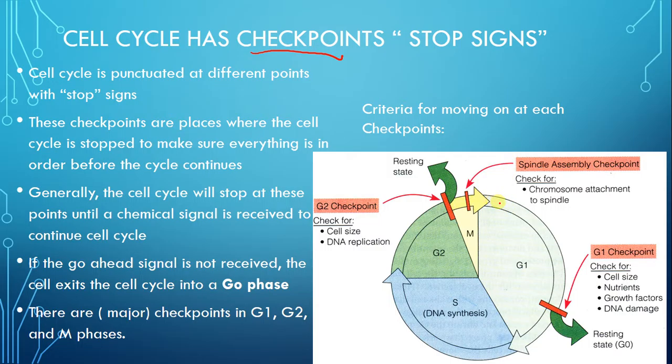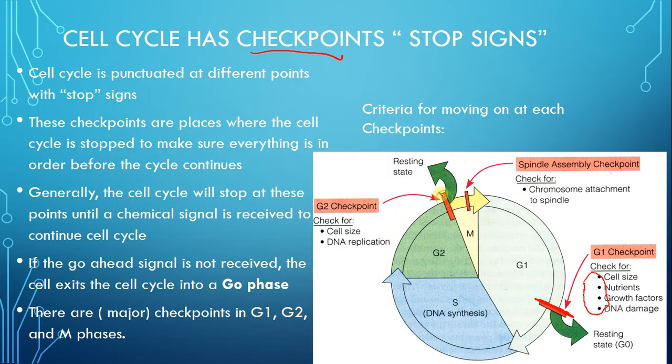So for example, in the G1 phase, we reach the G1 checkpoint. And the cell makes sure that its size is appropriate, it has enough nutrients, enough growth factors, and that the DNA isn't damaged. And if all of these things can be checked off, a chemical signal lets the cell know that it can proceed to synthesize DNA into the G2 phase.